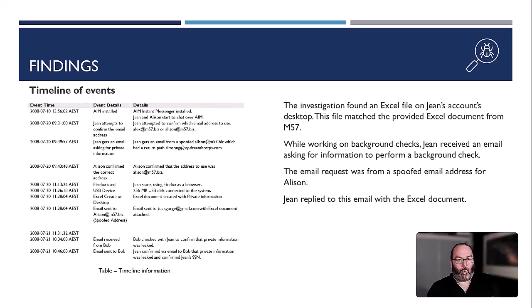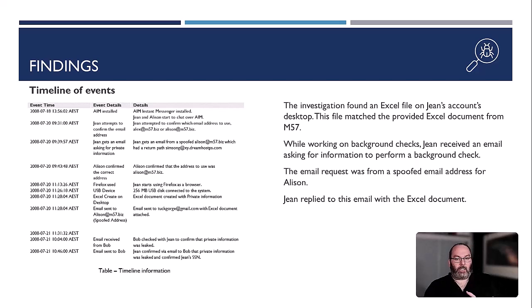So once that had been worked out as Alison, which we confirmed, we then noticed that Jean received a request for some private information. It appeared to come from Alison, but it looked like it had a return path of Simon's G at a different domain. Then as we move down further on, there's a confirmation that Alison should be using Alison at m57.biz as an email address.